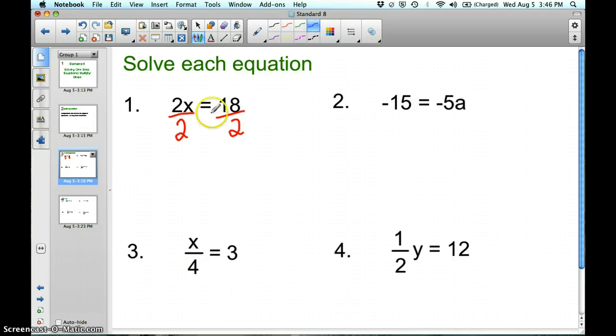When I divide by 2 over here, 2 divided by 2 is just going to give me 1, and then I'm going to bring down my x. And 18 divided by 2 gives me 9. We do not have to write the 1 out in front of the x, so I'm just going to have x equals 9.